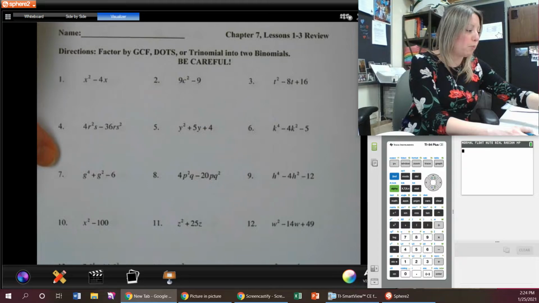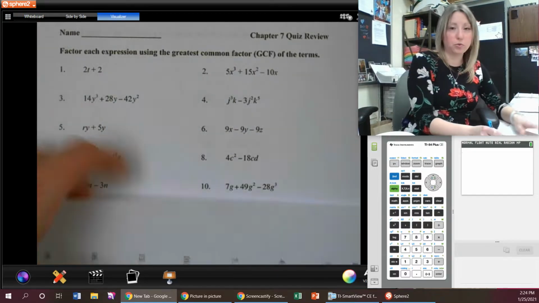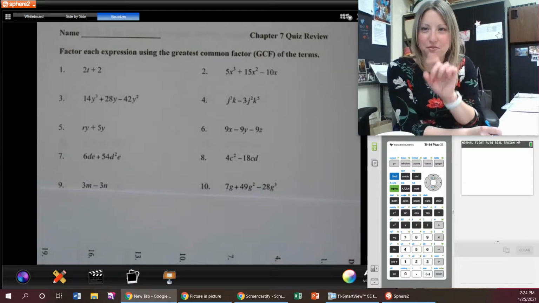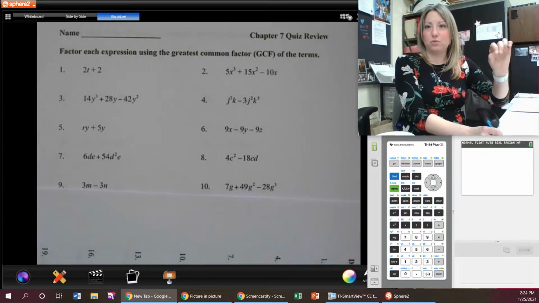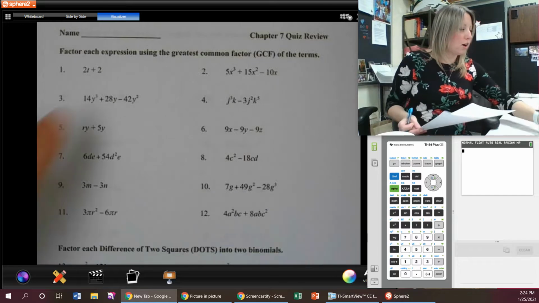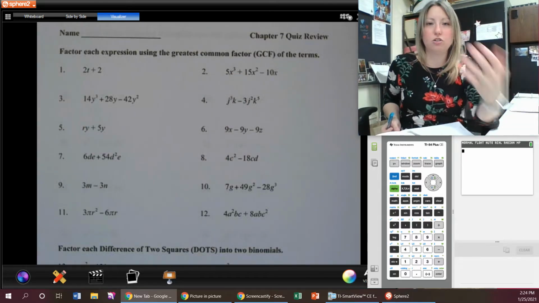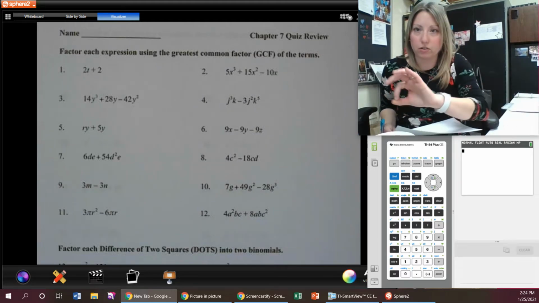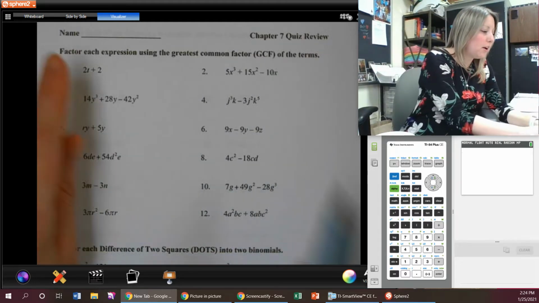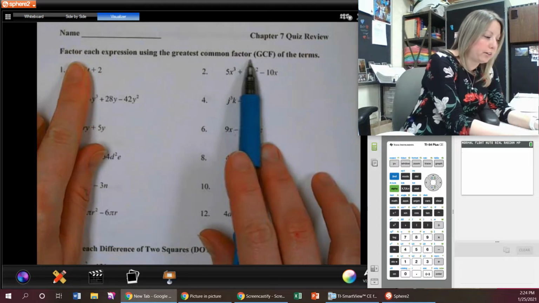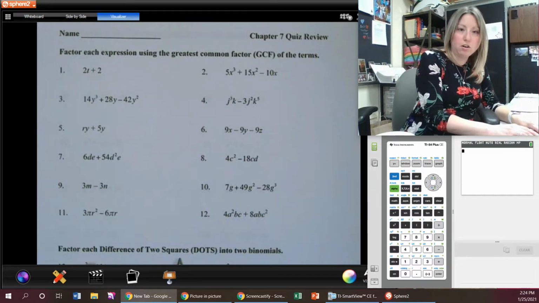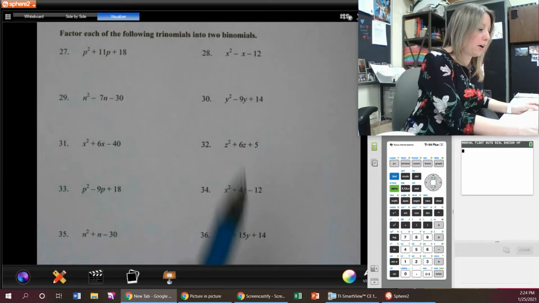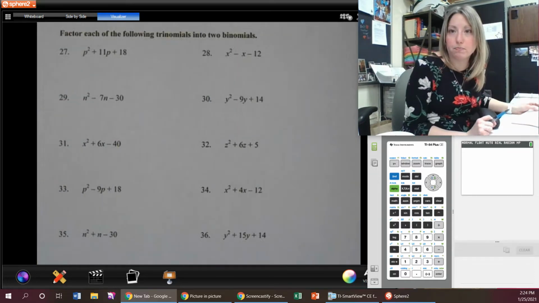I do want to start with the quiz review. And the reason I want to start with the quiz review is because it divides into each lesson. So our directions divide us into the type of factoring we are supposed to be doing in each of the sections, okay? So here we are greatest common factoring. Here we are difference of two perfect squares factoring. And here we are factoring trinomials into two binomials, okay?